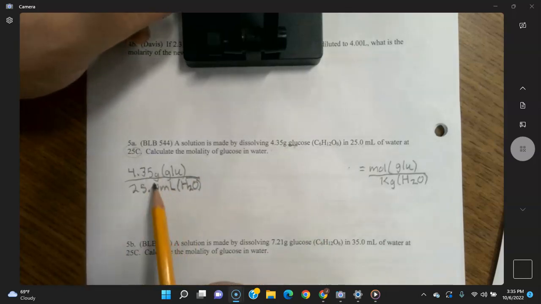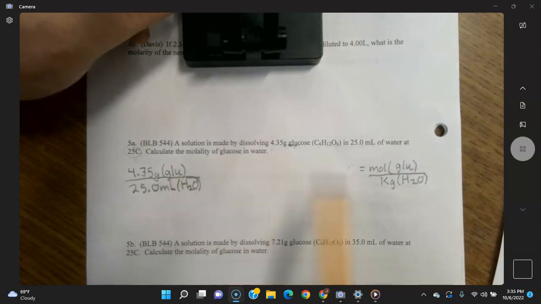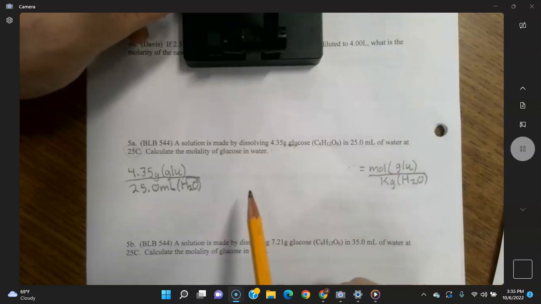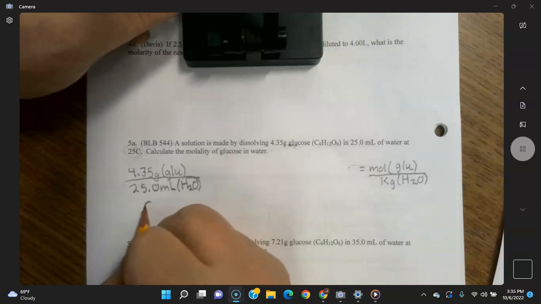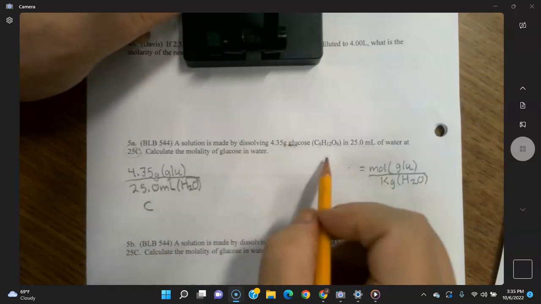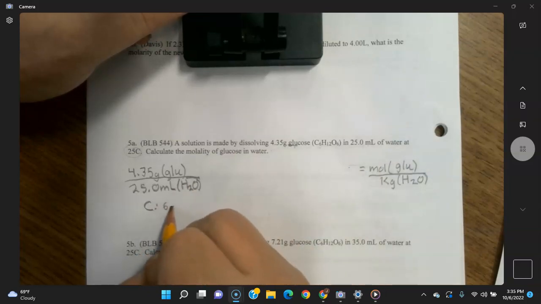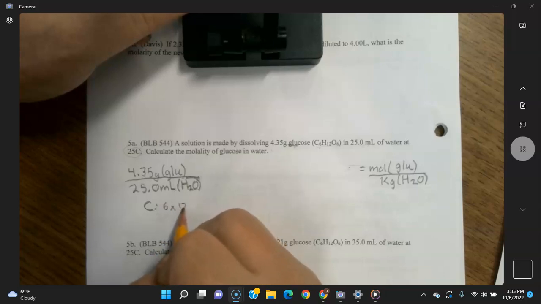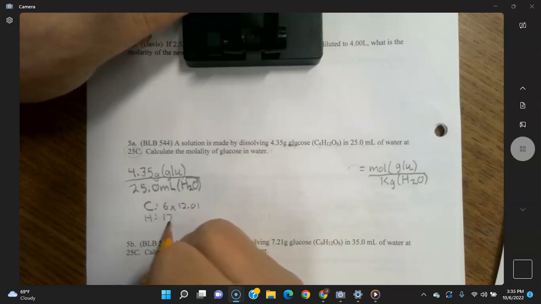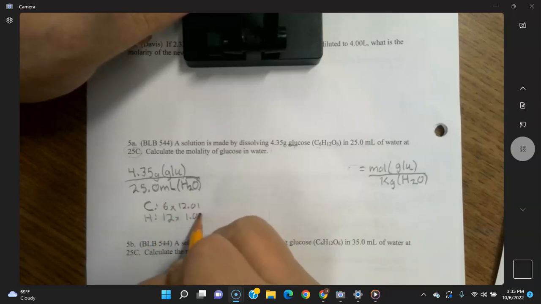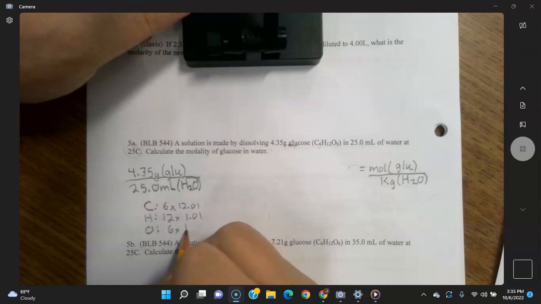Okay, so once again, we break it into top problem, bottom problem. We're going to start on the top. We need to get from grams of glucose to moles of glucose. For that, we're going to need a molar mass. It doesn't hurt to compute that. So we have to have the molar mass for C6H12O6. C, you got 6 of those, times 12.01. H, you have 12 of those, times 1.01. And O, you have 6 of those, times 16.